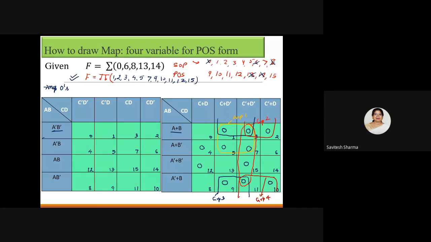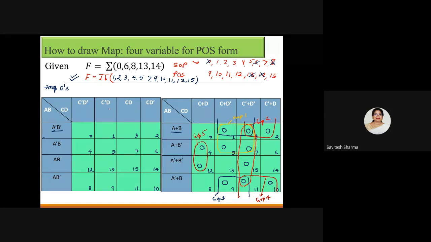So this is my group 4. And these 2 1s are left. Is any quad forming with these 2 1s? No quad is forming. So I will take it as a pair. So this I am saying is group number 5. Any 0 left? All zeros are grouped. No individual is required. So my grouping is completed.